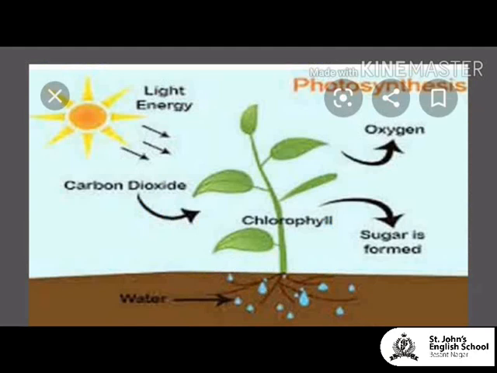During the process of making food, plants produce oxygen gas. This oxygen comes out of the leaves and mixes with the air. So during photosynthesis, plants take in carbon dioxide and give out oxygen. The oxygen released by the plants is utilized by animals and humans for breathing. In the same way, animals and humans release carbon dioxide during respiration, and that carbon dioxide is used by the plants to prepare food by the process called photosynthesis.